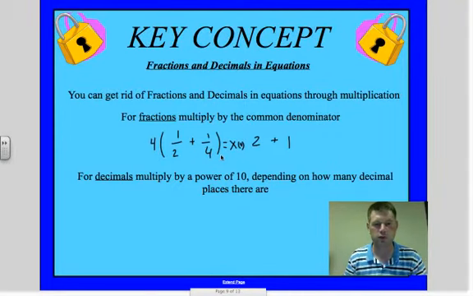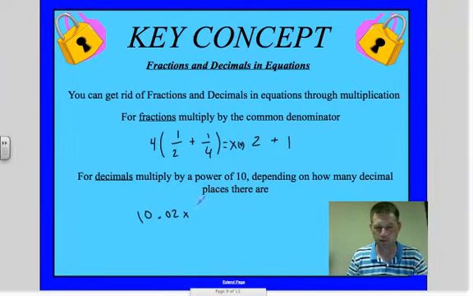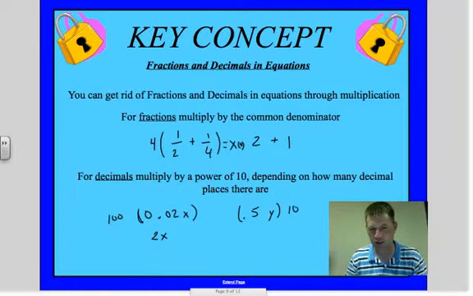For decimals, multiply by the power of 10, depending on how many decimal places there are. If we were just saying 0.02x, I would want to multiply by 100 to get rid of that. If I multiply by 100, I get 2x. If I just had 0.5y, I could multiply simply by 10 and I would have 5y. That way I can get rid of decimals.